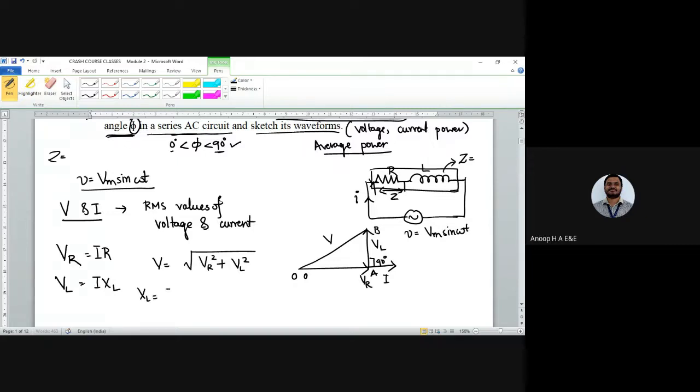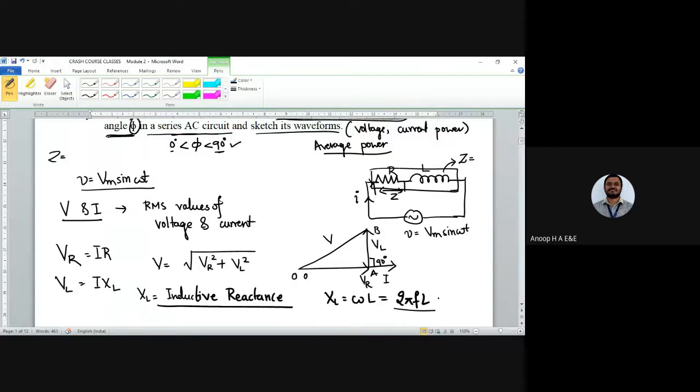So XL is said to be inductive reactance. Got it? So this is inductive reactance there. All right. So this is where we'll be using inductive reactance, where XL would be equal to omega into L. So that would be equal to 2 pi FL. All right. So for inductive reactance, omega is in terms of radians per second.